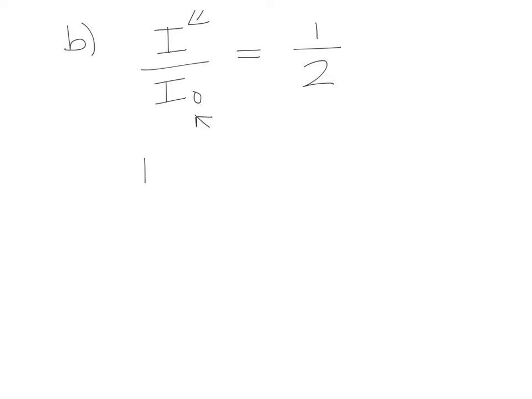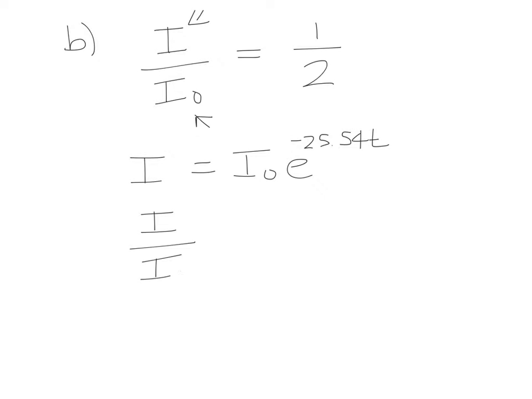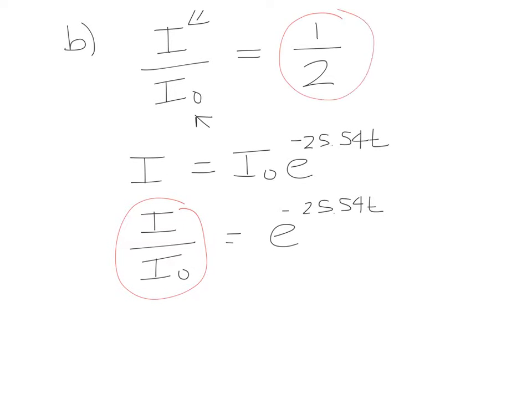So basically, when we start with our equation that we just wrote at the end of part A, so that was I equal to I0 e to the minus 25.54t, we divide by I0 to leave us the exponential function. And we have just said that this part here, the ratio of the current divided by the initial current, must be a half, because that's what we're interested in it falling by. So we can write e to the minus 25.54t is equal to a half.